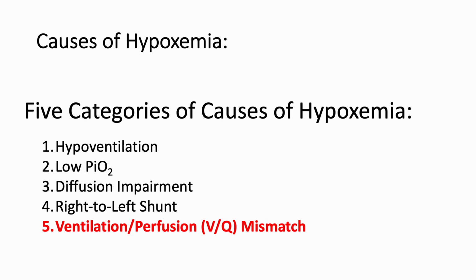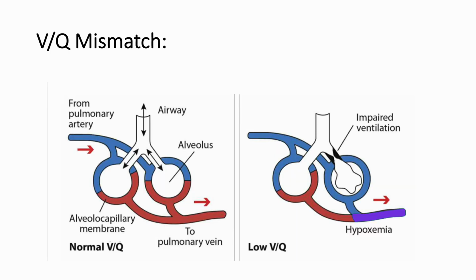And finally, rounding out this list is VQ mismatch. VQ mismatch is a situation that occurs anytime there's normal or near normal perfusion to a part of the lung that is receiving inadequate ventilation, or vice versa. I find this image to be the most helpful in understanding VQ mismatch.